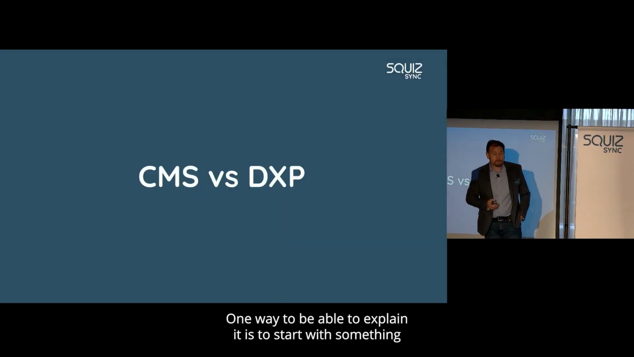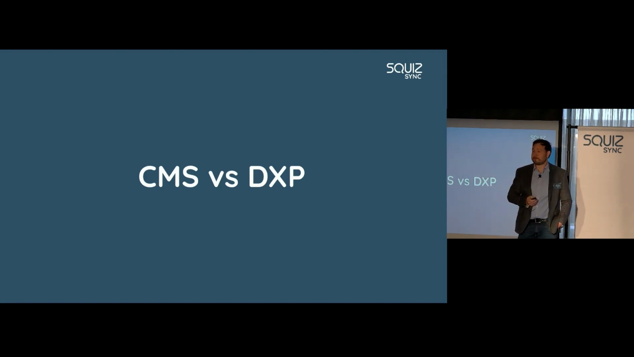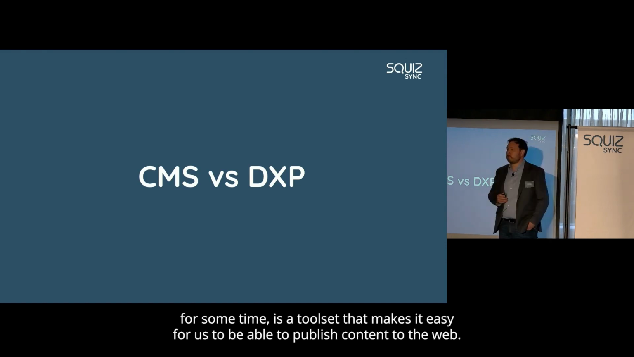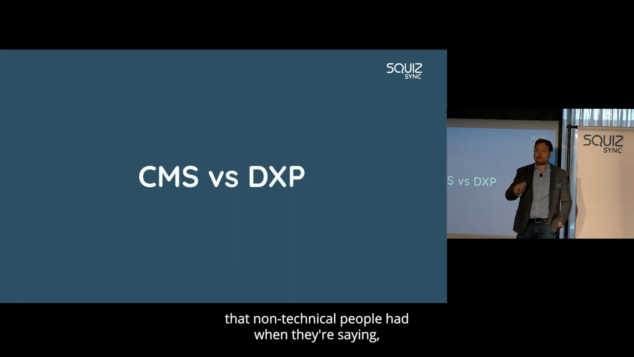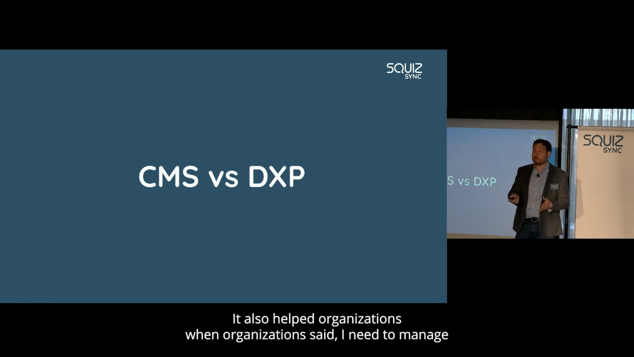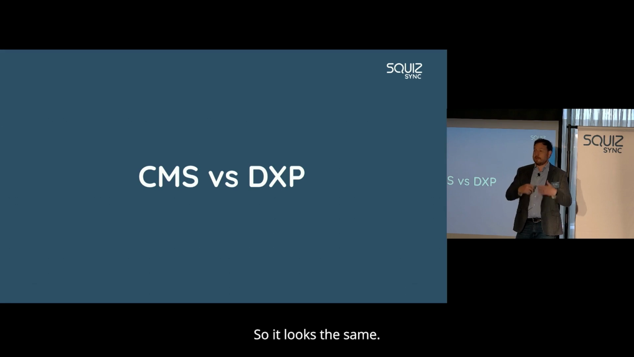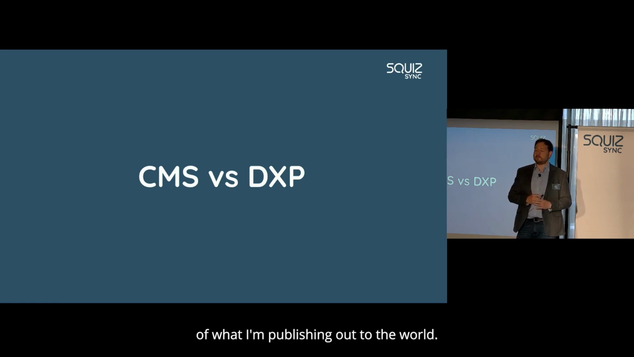One way to explain it is to start with something I think we all understand and know: content management. Content management, I think we've all been exposed to it for some time, is a tool set that makes it easy for us to publish content to the web. It evolved quite a few years ago and solved the technical problems that non-technical people had when they were saying, how do I get this information out to the wider world? It also helped organisations when they said, I need to manage what these people are publishing so it looks the same, it's got the same design on the outside, I've got workflows and permissions, and I can control the quality of what I'm publishing out to the world.